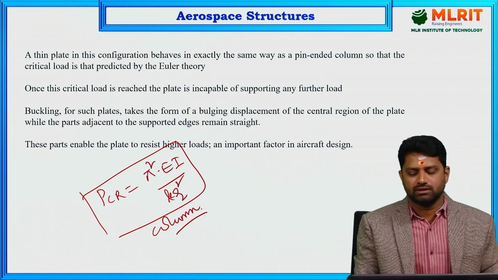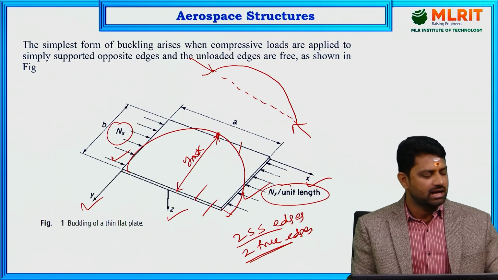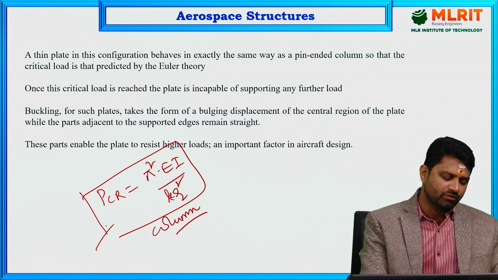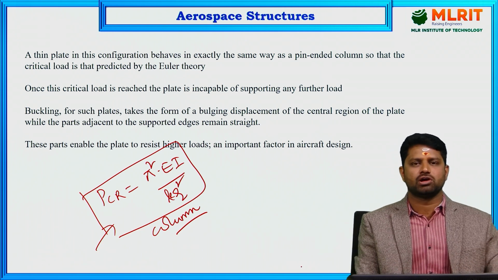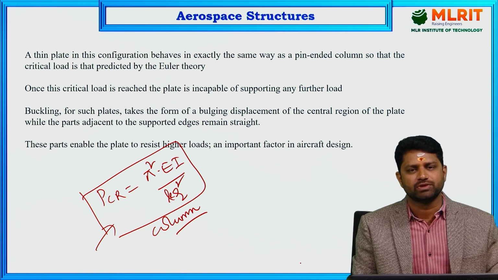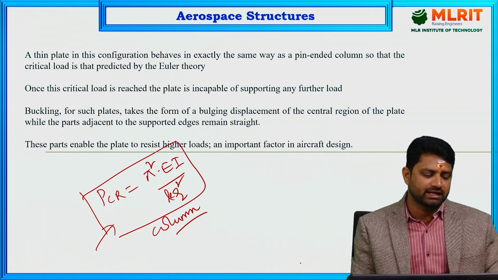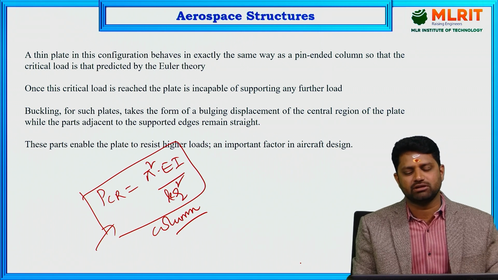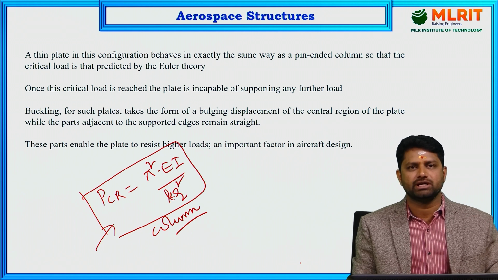Okay, so whatever thin plate we considered here behaves exactly like a thin plate, and its critical load is given by Euler theory. The formula that we have written here is predicted from Euler's theory for long columns. Once the critical load is reached, the plate is incapable of supporting any further load, and therefore the buckling of such plates takes the form of bulging displacement of the central region of the plate, while the parts adjacent to it, the supported edges, remain straight.